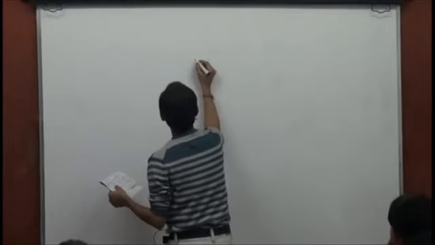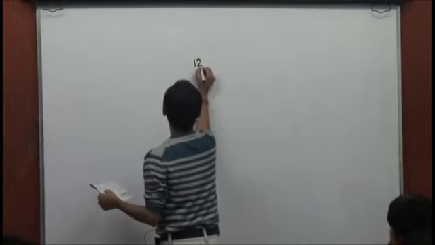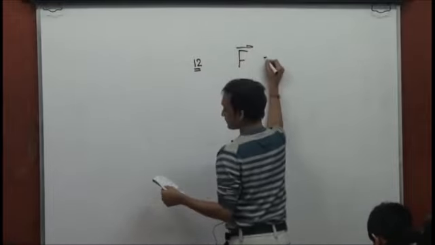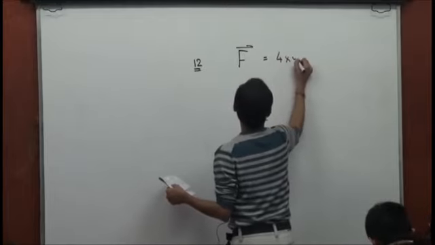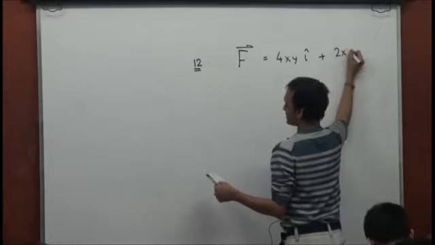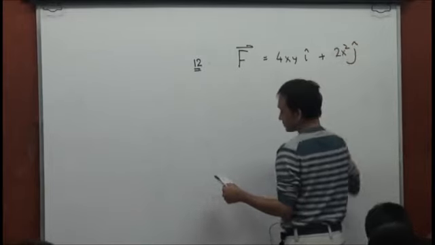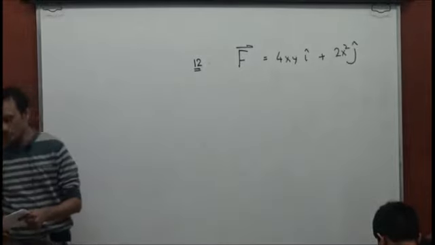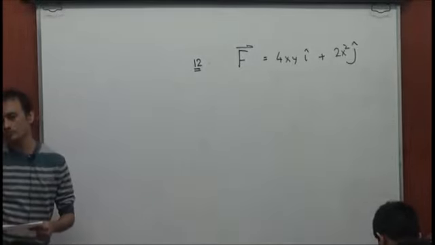We have a force field, problem 12. Force field F given by 4xy i cap plus 2x squared j cap. The potential energy associated with this force.